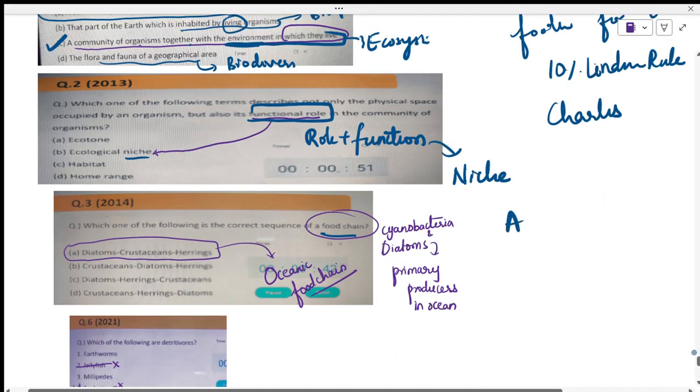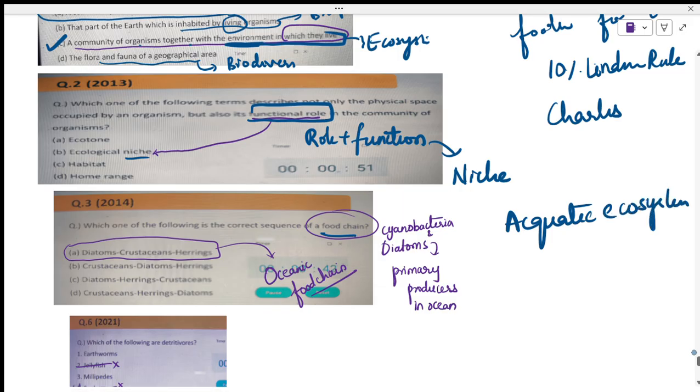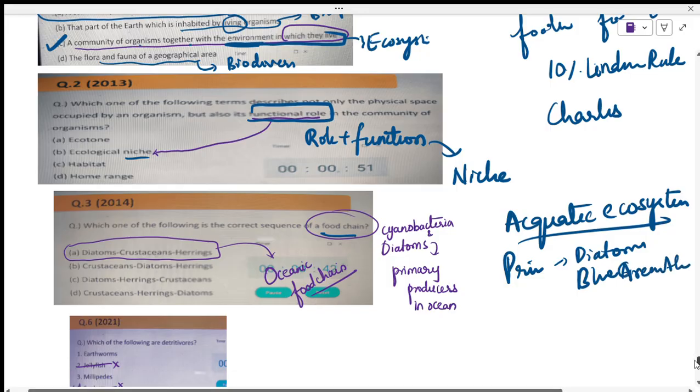So we have seen aquatic ecosystem. When we saw that, I told you just to remember, because we have primary producers. What are the primary producers we have seen? So diatoms, BGA, right? Blue green algae. Then plankton. Then we have consumers, primary consumers, crustaceans in that list, and secondary consumers, herrings, sharks, big fishes.